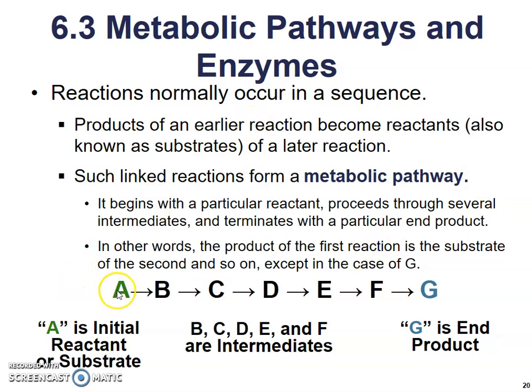So A is what we start with. We go through one reaction, we get to B. We go through another reaction, we get to C. Another reaction, we get to D. Another reaction, we get to E. Another reaction to F, and then from F to our final product. So that is an example of a metabolic pathway.